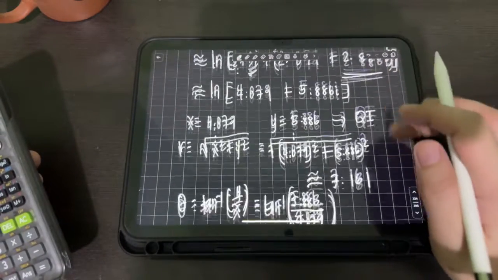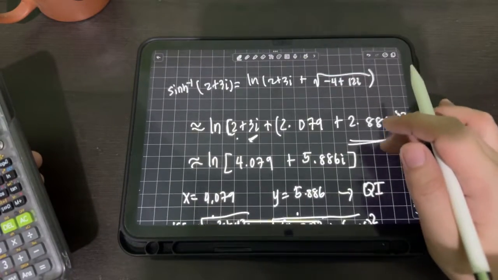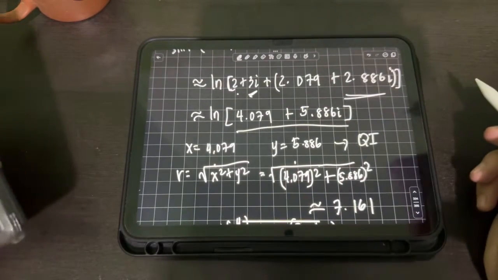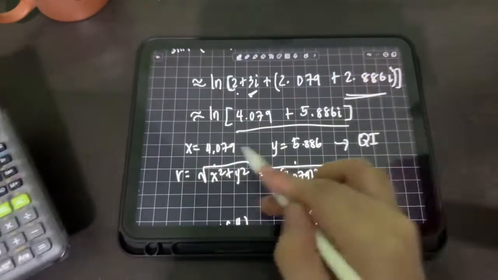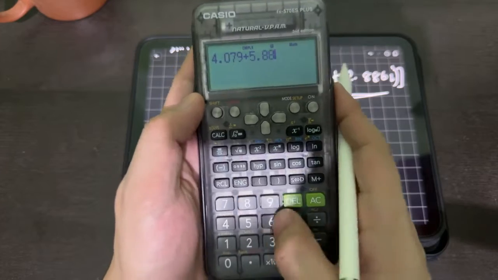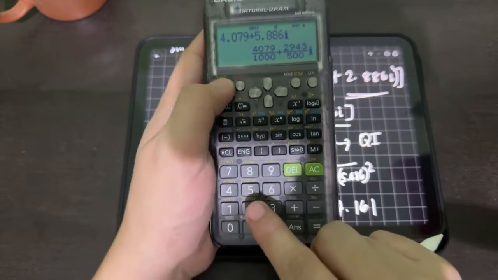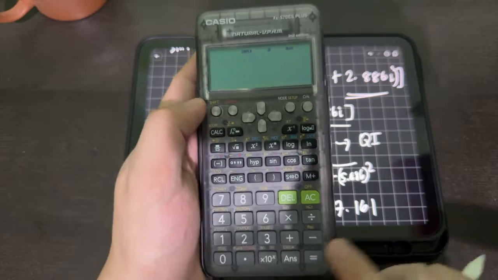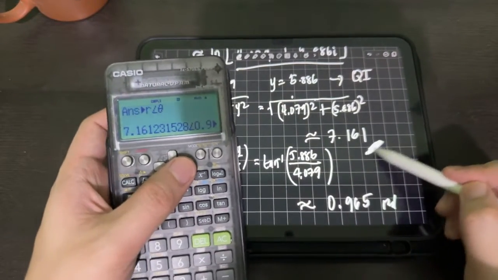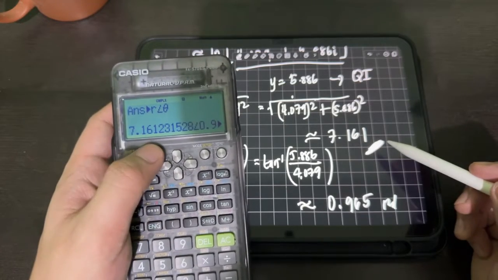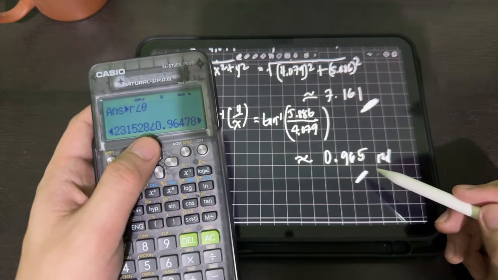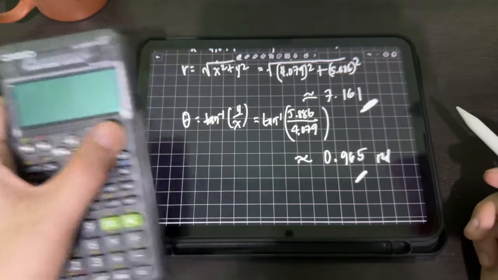Also, here, we will try to check using the calculator. Let's convert 4.079 plus 5.886i to polar form. So, input 4.079 plus 5.886i equal. Then again, shift 2 3 equal. So, we will get the approximate value of modulus r, the same, 7.161. And the angle theta, the same, approximately 0.965.